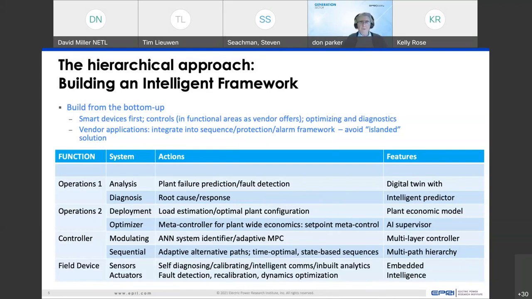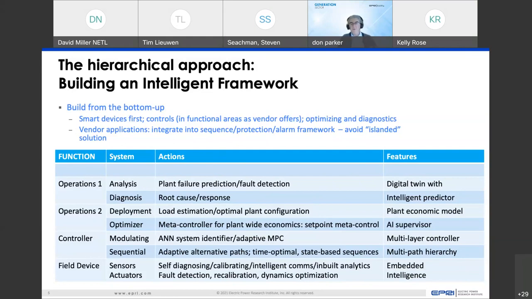And so I've got a suggestion here in the table, starting at the bottom, with field devices, and we've got sensors and actuators. What are some of the features that you're looking for in sensors? Well, self-diagnosing, self-calibrating, perhaps intelligent communications, and inbuilt analytics. And then with actuators, they already can detect their own faults. They can recalibrate, but perhaps they should also be able to look at their own dynamics and optimize that for the process. In other words, embedded intelligence down at the field level.